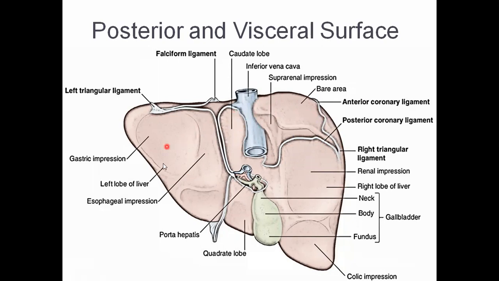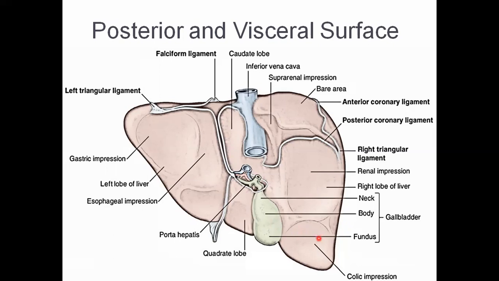What about the visceral or inferior surface of the liver? We'll come from here. Here we have the esophageal impression, then the gastric impression, and then the duodenal impression. Particularly here we have the pyloric impression and here the duodenal impression. Then here we have the gallbladder, so here we have the fossa for the gallbladder.